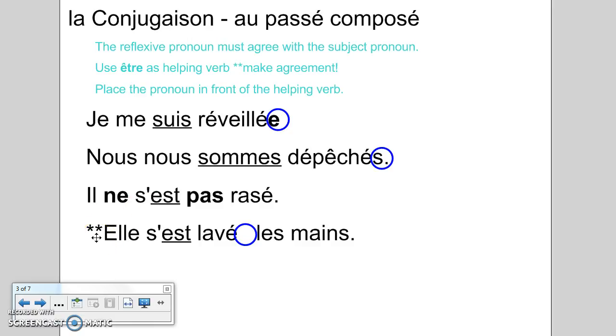Notice this next example has an asterisk next to it because it is special. We see elle s'est lavé les mains. And I've pointed out to you that there is no agreement on this. So typically speaking, you should be making agreement. The only time you do not make agreement in the passé composé is when you specify a body part. So notice that we're not saying that she just washed, but rather that she washed her hands. And because we've specified that body part, we would take away the agreement that should be on there, because in theory we have a direct object. Okay, so make sure you copy down a couple of those examples.